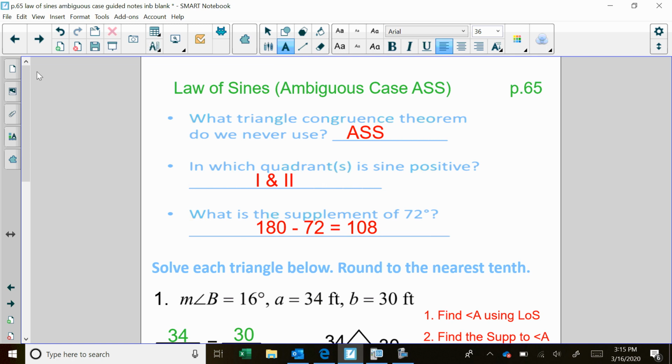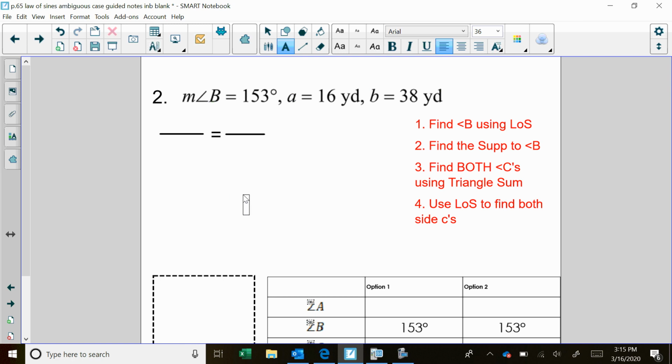I'm going to show you a couple other options. It won't take quite as long because I'm not going to do the entire calculation, but I'll show you a couple different things that can happen with an angle-side-side ambiguous case problem. Here we have another setup: 153 degrees. That's going to be angle B. Side A is 16. Side B is 38. We'll put a sine of A over here.